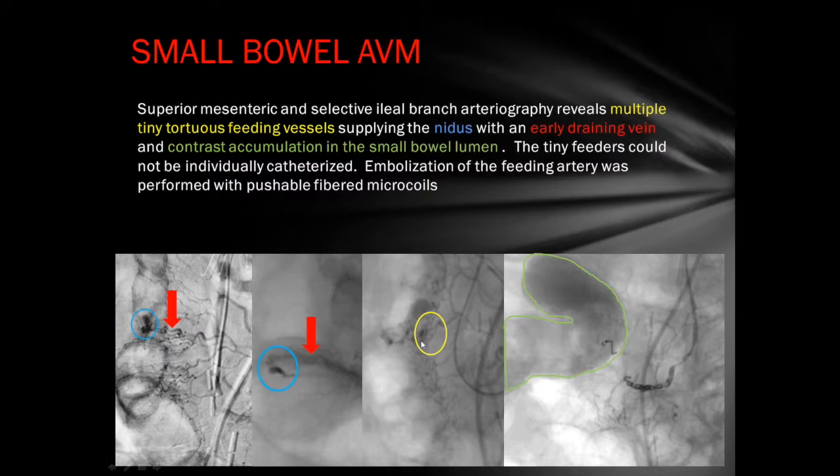Due to the multiple tiny feeding vessels, selective catheterization of each of these vessels was not possible. Consideration was given to embolizing this with N-butylcyanoacrylate, which is probably the best embolic agent to use for small bowel AVMs, but it's just not technically possible to get distal enough to get all the branches. So we elected to place coils in the main parent feeding artery as far out as we could get them to occlude all of the distal branches.